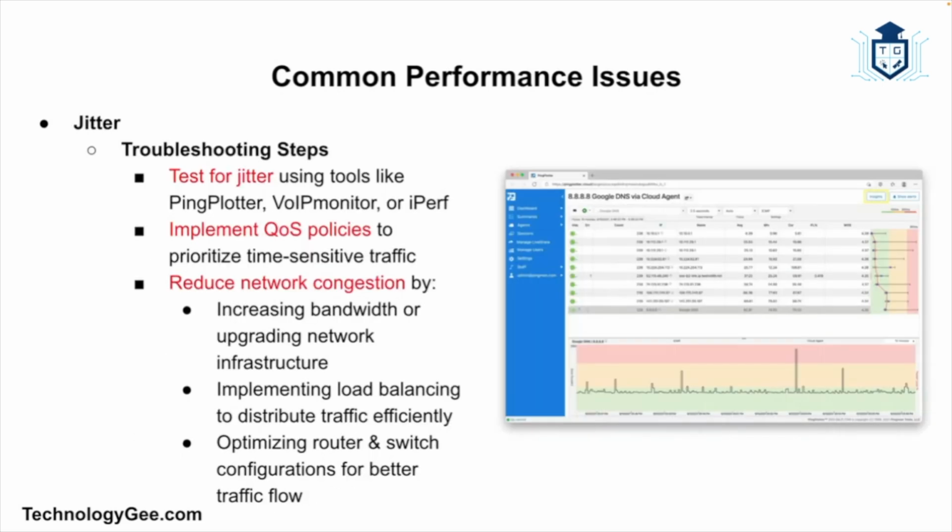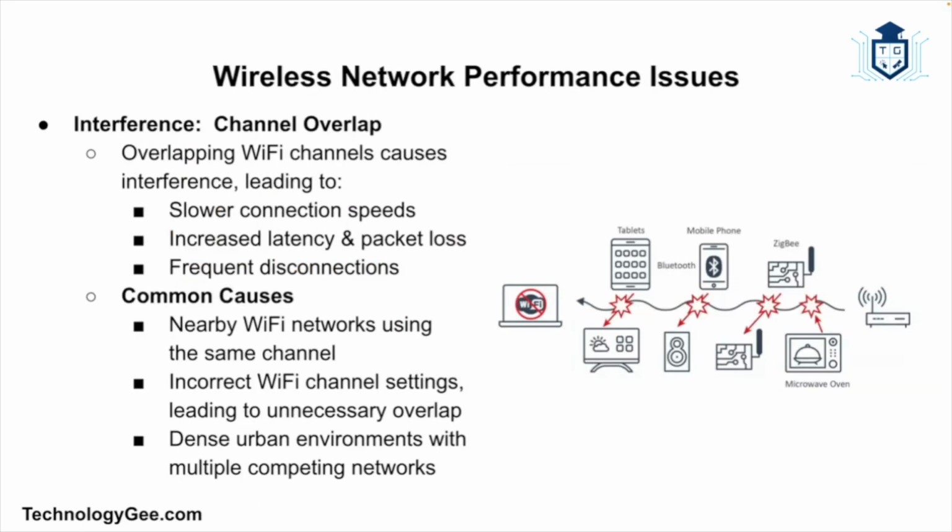And to deal with this issue, you can use ping or jitter testing tools like PingPlotter or VoIP Monitor. You can implement QoS policies to prioritize time-sensitive traffic, or you can minimize congestion by increasing network capacity or implementing load balancing. All right, so let's move on and talk about wireless network performance issues.